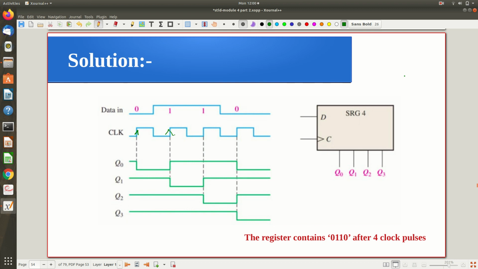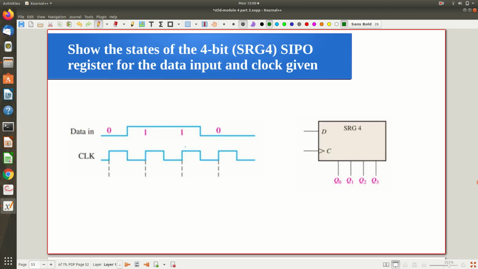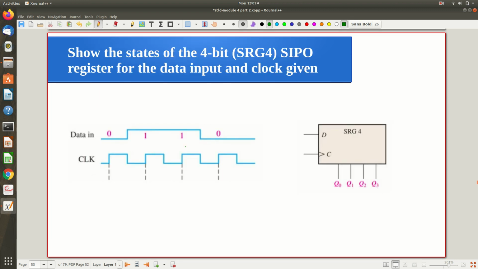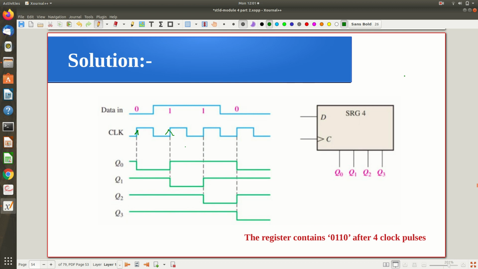Now during the next clock cycle, what is happening? Again, there will always be a change for the first flip-flop, because the first flip-flop is the one directly connected to the data input. So as the data input keeps changing, the output of the first flip-flop will change. But the second, third and fourth ones depend on the first one, right? The second one depends on the first one, the third one depends on the second one. So accordingly their outputs will change.